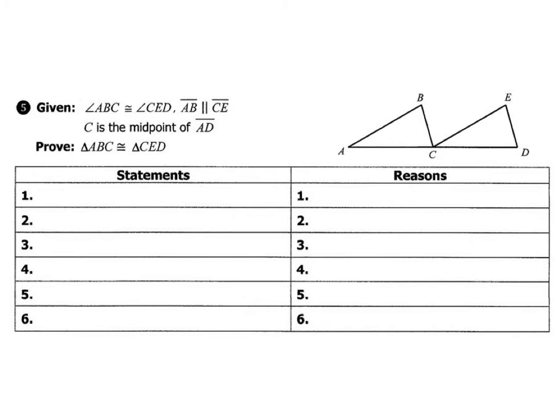All right, number 5, always start with the given information. All right, so we're given that angle ABC is congruent to angle CED. So we write it in our proof as a statement. Our reason is that it's given, all right? And then we mark it up on our diagram. So angle ABC would be this angle right here is congruent to CED, all right?